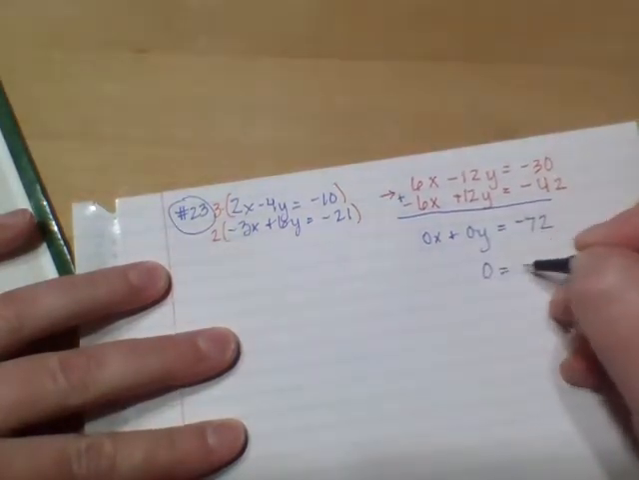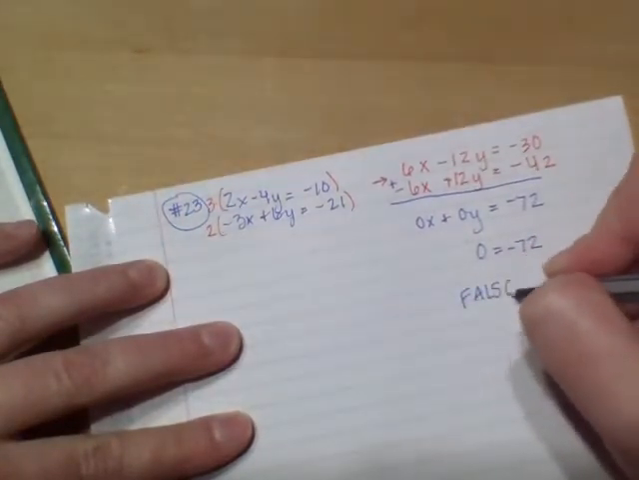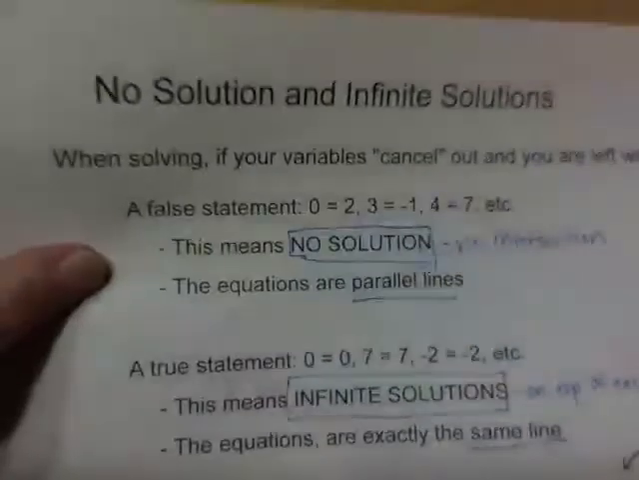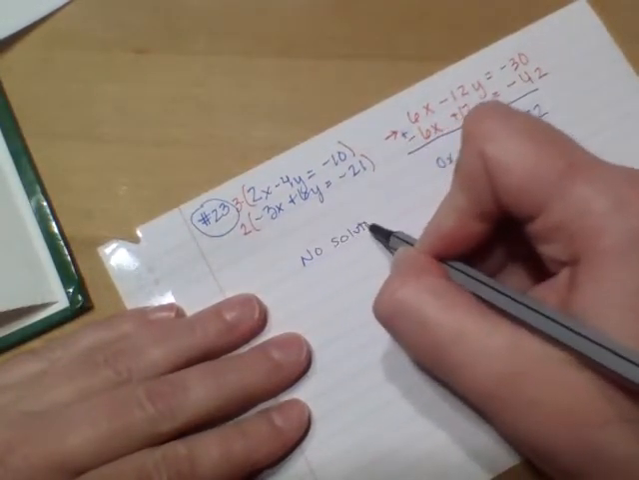So 0 somehow equals negative 72. And so remember that sometimes false statements will occur, and when false statements occur, that means that you have no solution because they are parallel lines. So this one has no solution.